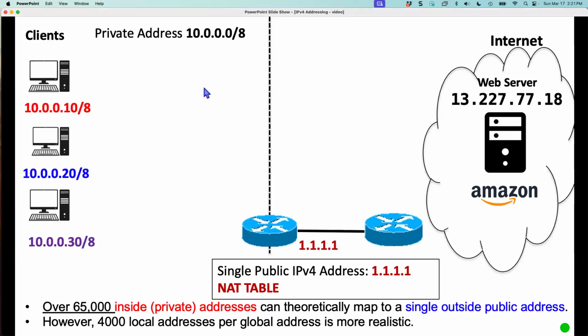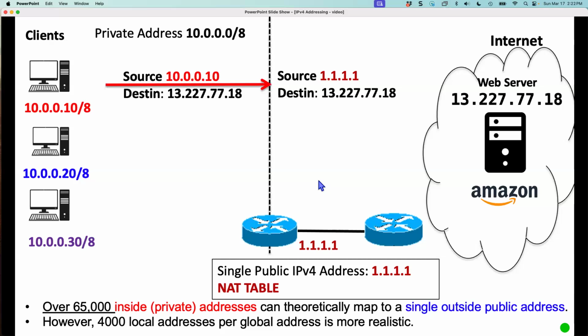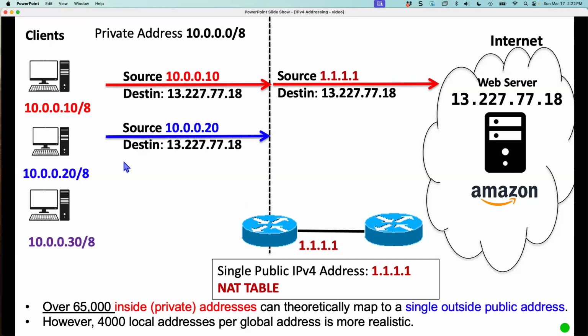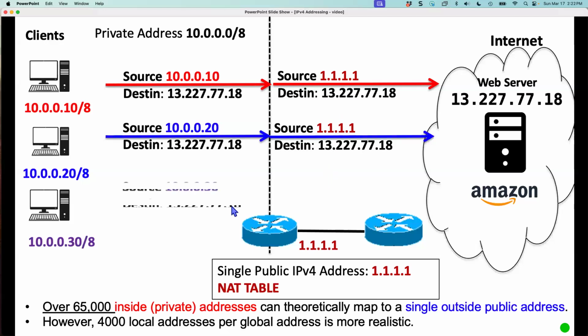So here I have 3 devices: private IPv4 network address, different host addresses in that private network. They're all going to the same Amazon server here, but that does not have to be the case. Notice when this packet is received by the router, it translates it to a single public IPv4 address. Now, it doesn't have to be one address, but it can be. Notice that all 3 of these devices with different private IPv4 addresses are all getting translated to the same public IP address, quad 1. One more.